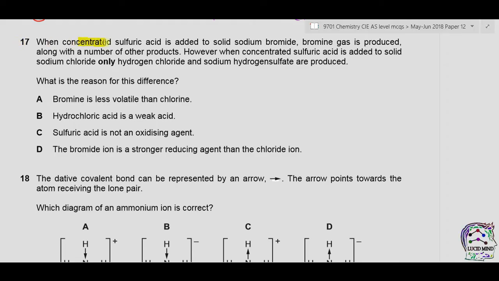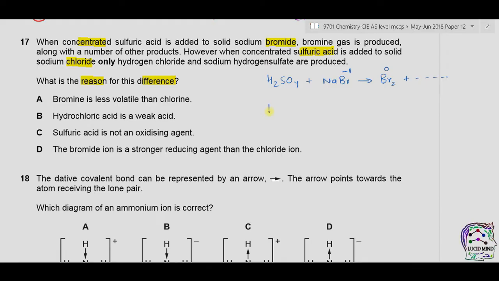Question 17. When concentrated sulfuric acid is added to solid sodium bromide, bromine gas is produced along with a number of other products. However, when concentrated sulfuric acid is added to solid sodium chloride, only hydrogen chloride and sodium hydrogen sulfate are produced. What is the reason for this difference? We can write the equation. Concentrated sulfuric acid is H2SO4. It reacts with sodium bromide, NaBr. The oxidation state of Br is -1 to form bromine gas. So the oxidation state is 0 along with a number of other products.